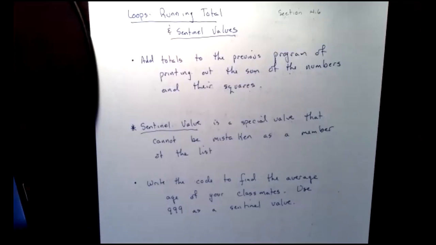Today we're going to continue along in chapter 4. We're actually going to hit sections 4.6 and 4.7, and we're going to do some more work with loops. 4.6 does something called running totals and sentinels, and 4.7 talks about nested loops.